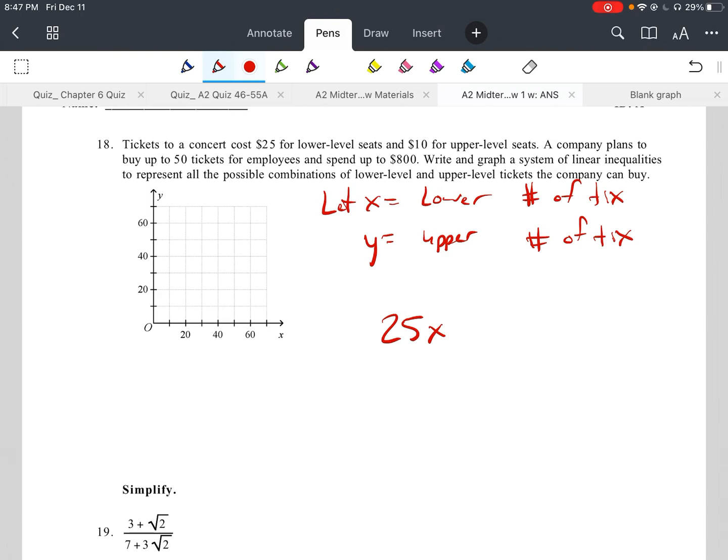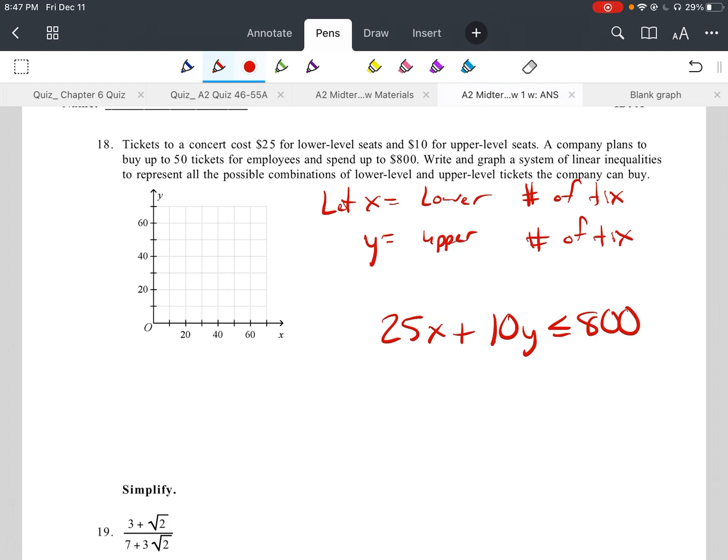And then plus $10 times Y, okay? And that's not equal to, but you can do up to that. So this has to be less than or could equal $800. So there's one of your graphs.